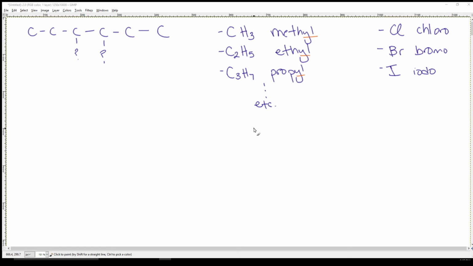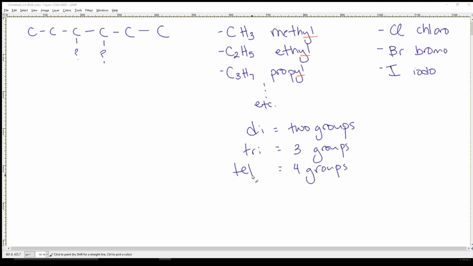If I have 2 of them, I'll say something like dimethyl. Di means 2 groups. What word or prefix do we use for 3 groups? We'd use tri. And then what do you think we'd use for 4? We would use tetra.